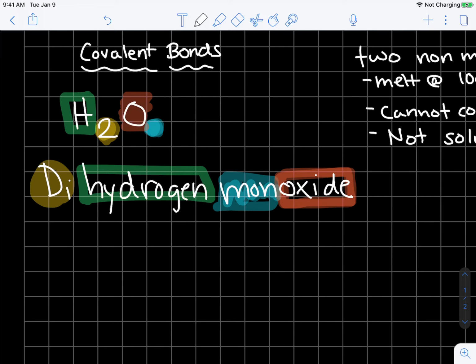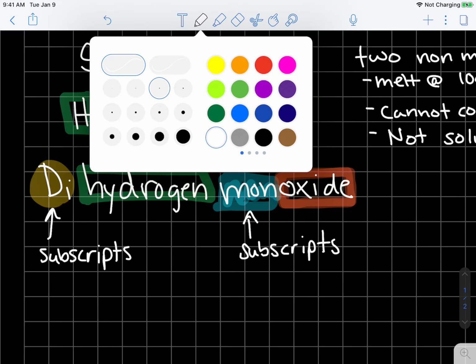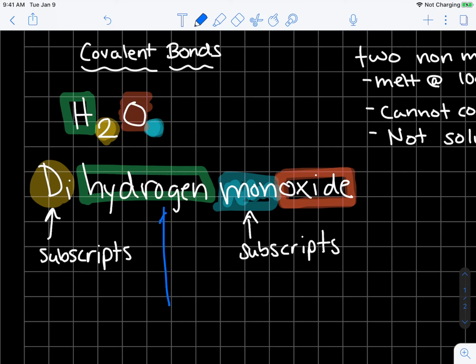Okay, so these are your subscripts. And then these other guys, these are your nonmetals. And take note that we changed this last one to "-ide".